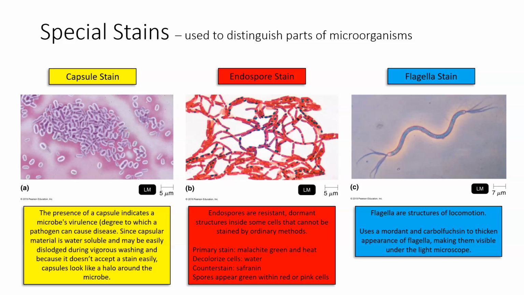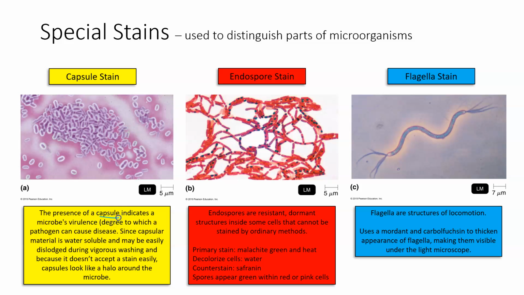We're going to finish the lecture off with special staining. These three techniques are special stain techniques that are used to highlight one specific special morphological trait. A capsule stain is going to be used to actually distinguish bacteria that have a capsule present from bacteria that don't have a capsule present.